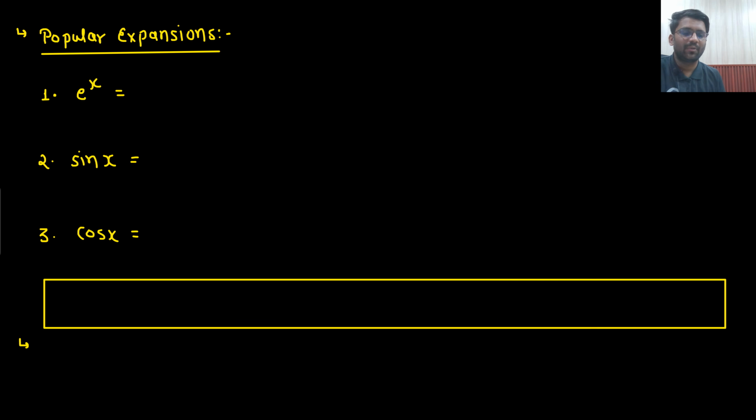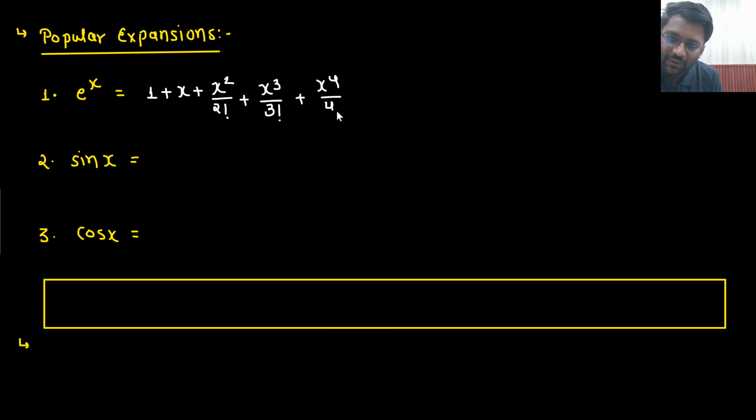So which expansions am I going to remember? Only 3 expansions I am asking you to remember. The expansion of e to the power x will be nothing but 1 plus x square by 2 factorial plus x cube by 3 factorial plus x to the power 4 by 4 factorial plus x to the power 5 by 5 factorial, and so on. Very easy to remember.